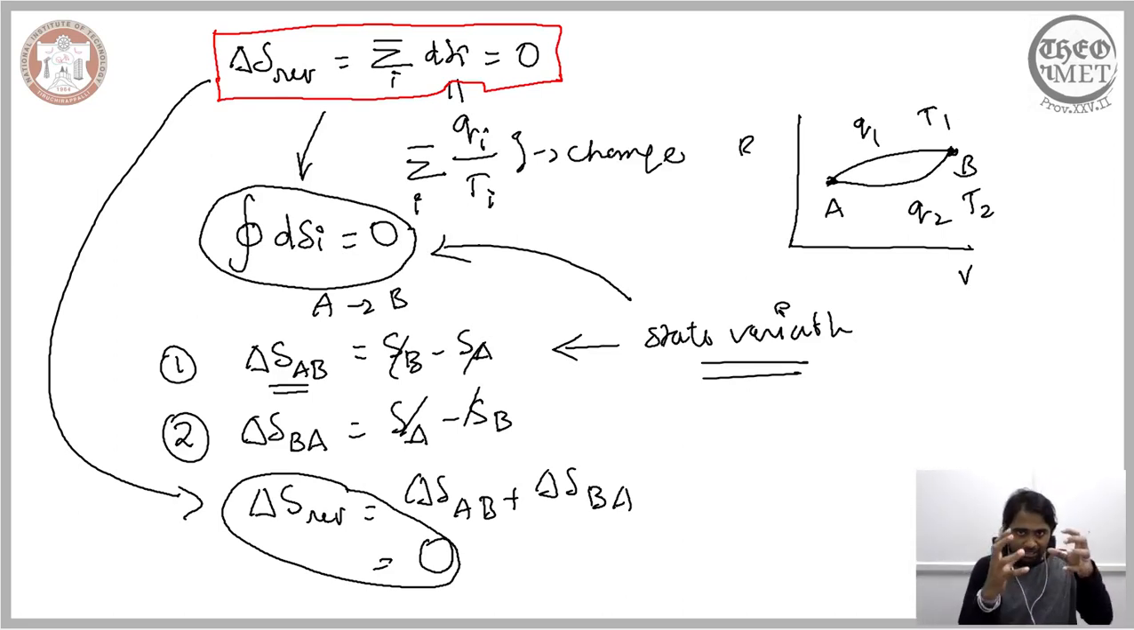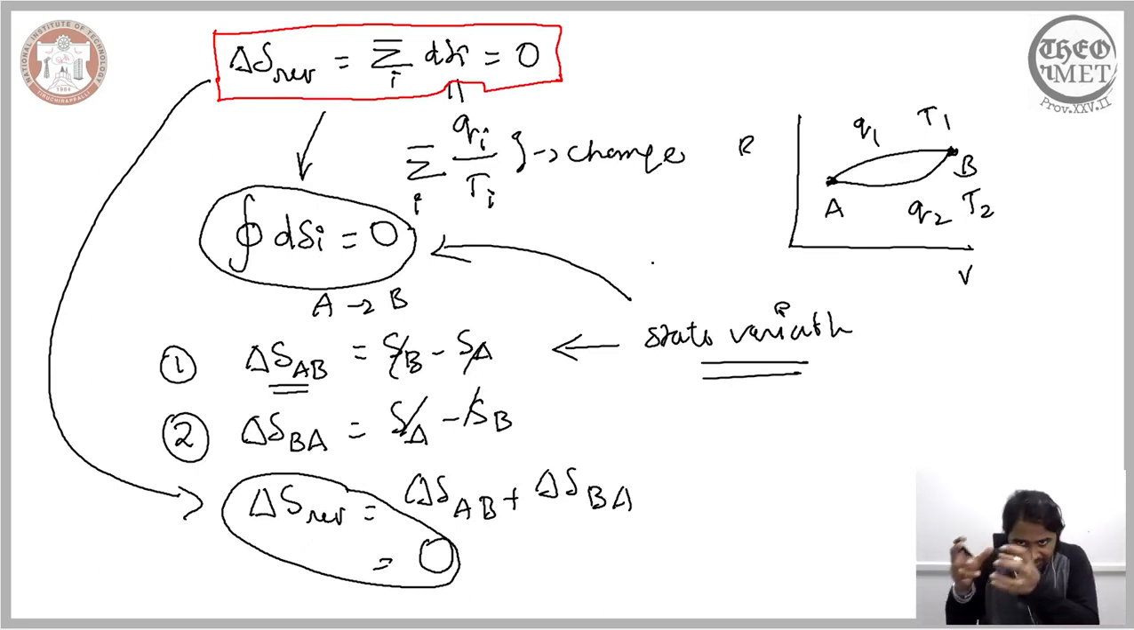Let me repeat: we arrived at this expression purely from a theoretical standpoint and purely by understanding what a reversible process means. This expression gives us this relation, and this relation is indicative of the fact that the change in the entropy is a state variable, not a path variable.